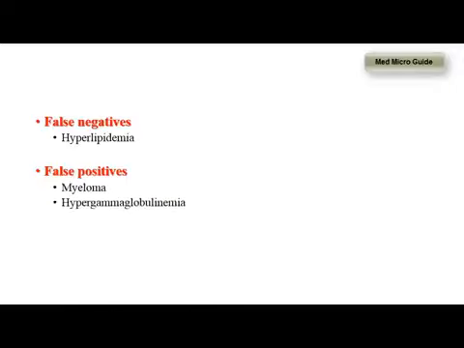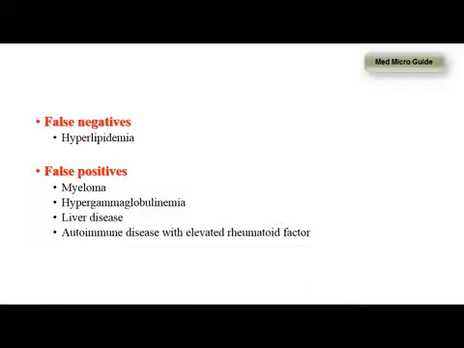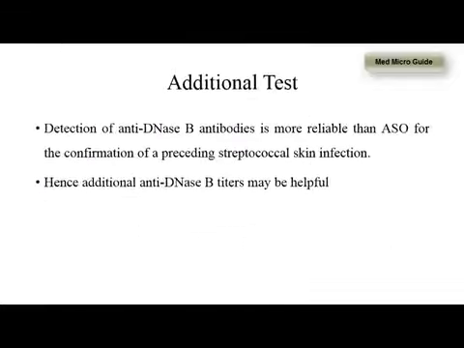False negative results are seen in hyperlipidemia, and false positive results are seen in myeloma, hypergammaglobulinemia, liver disorders, and autoimmune diseases with elevated rheumatoid factor. In addition to ASO titers, if we do anti-DNase B antibody detection, then it will help in the confirmation of preceding streptococcal skin infection.